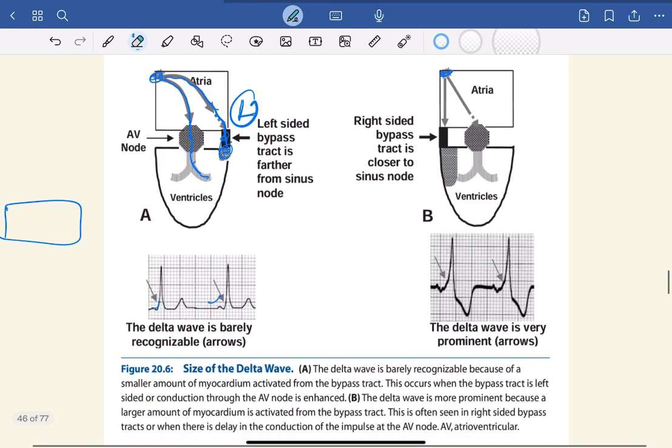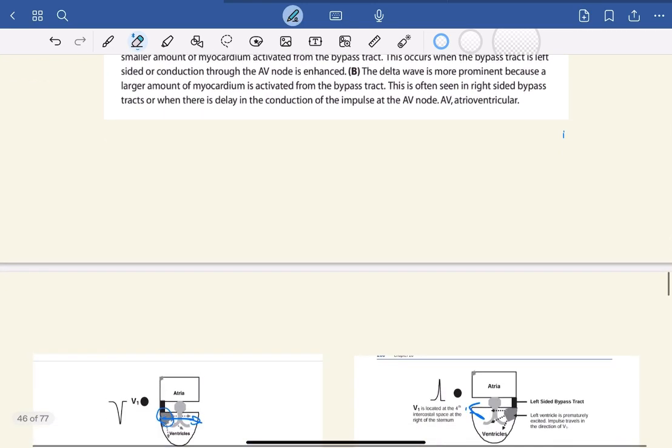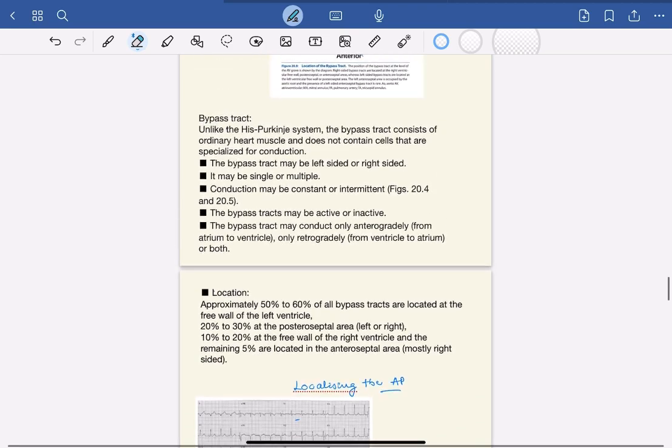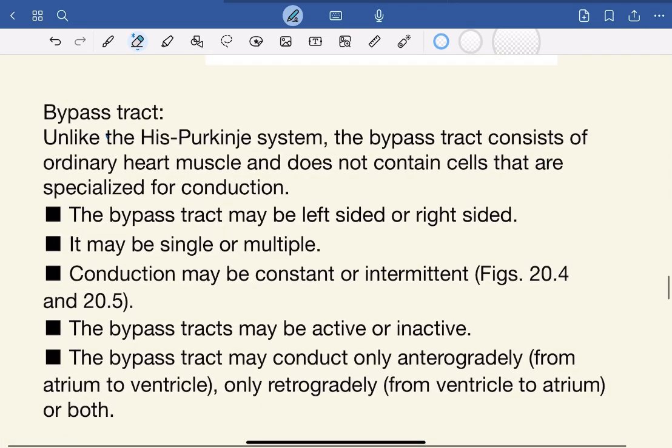So let's look at some features of the bypass tract. Unlike the His-Purkinje system, the bypass tract consists of ordinary heart muscle. They are not specialized conduction cells, they are just ordinary heart muscle myocytes, and do not contain cells that are specialized for conduction. The bypass tract may be left sided or right sided, and it may be single or multiple. It's not necessary that there should be only one bypass tract.